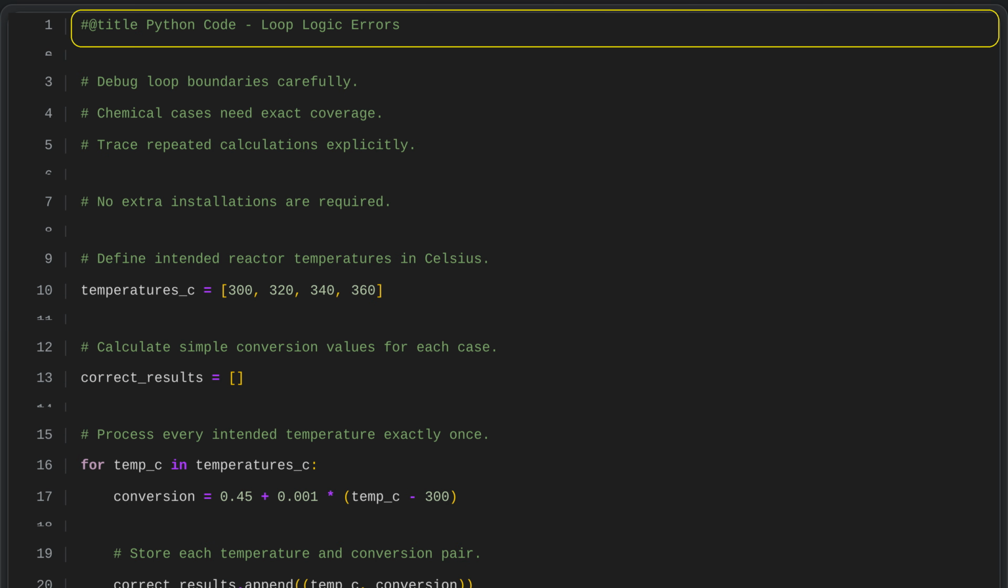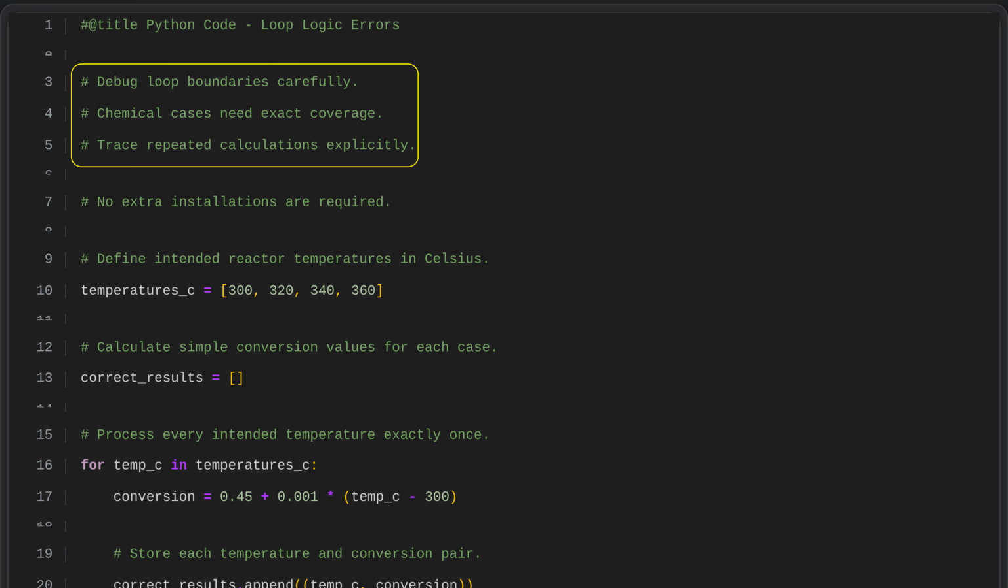Python code, loop logic errors. When debugging, pay close attention to loop boundaries to avoid missing or repeating cases. In chemical problems, make sure every required case is covered exactly. If calculations repeat, trace them clearly so errors are easier to find.